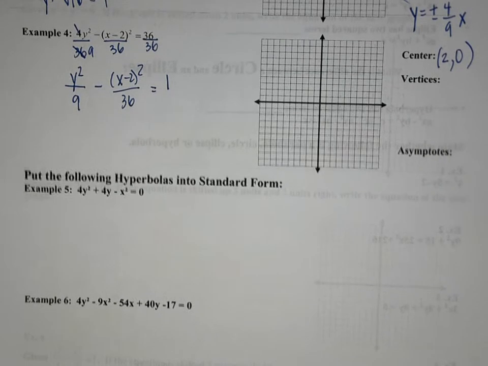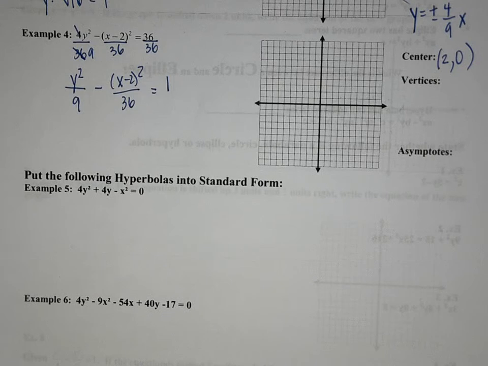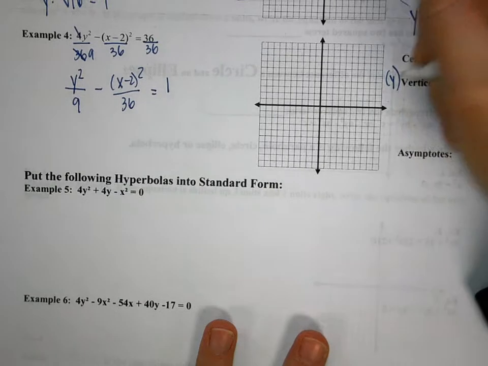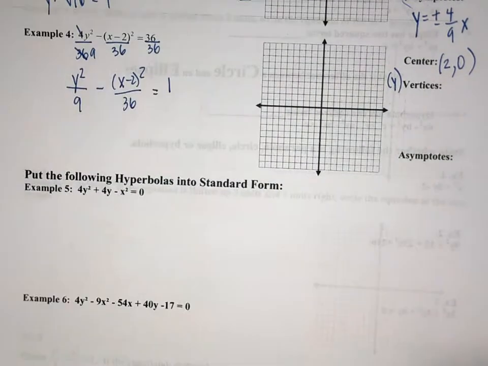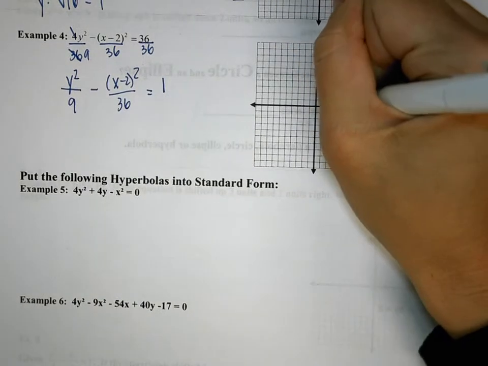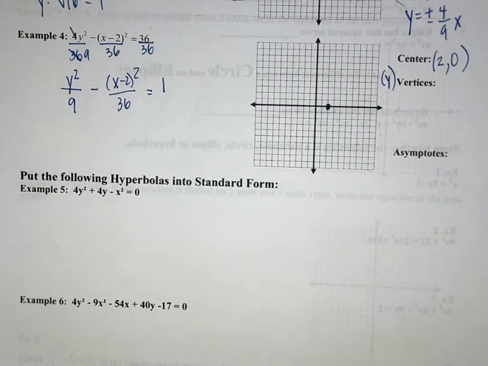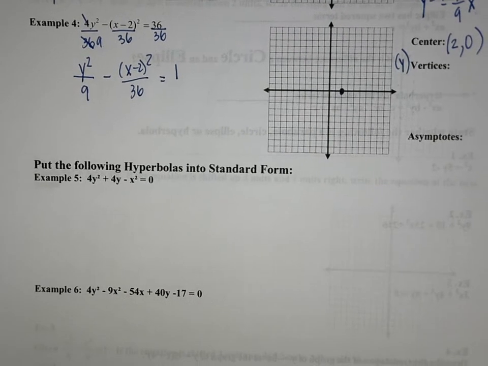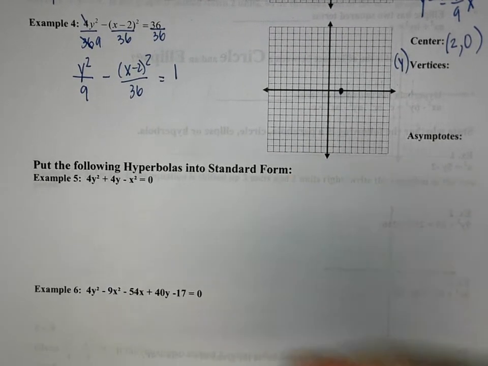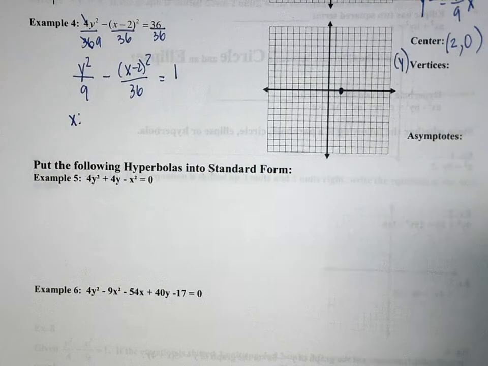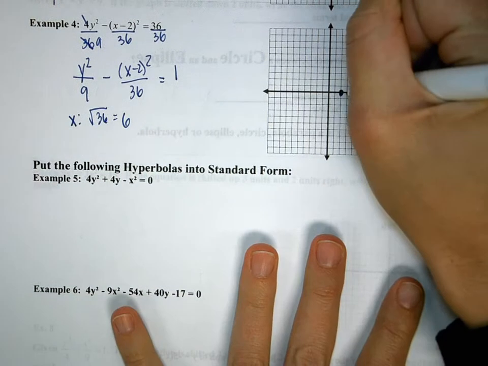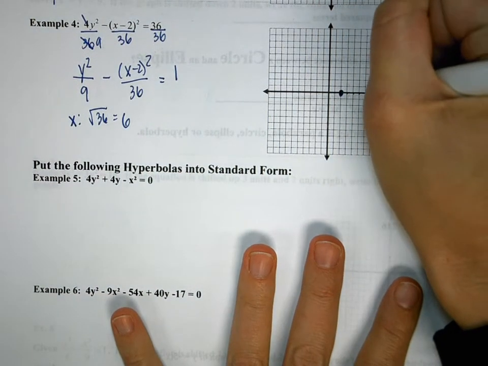Okay, my vertices, are they going to be on the x-axis or y-axis? Y. Good, on the y. And how do we know the vertices are on the y-axis? Very good. Okay, so let's go ahead and plot our center. We're going right 2, up 0. Now, how far am I going to go on my x-axis? 6. Very good. Square root of 36, which is 6. So we're going to go right 6.